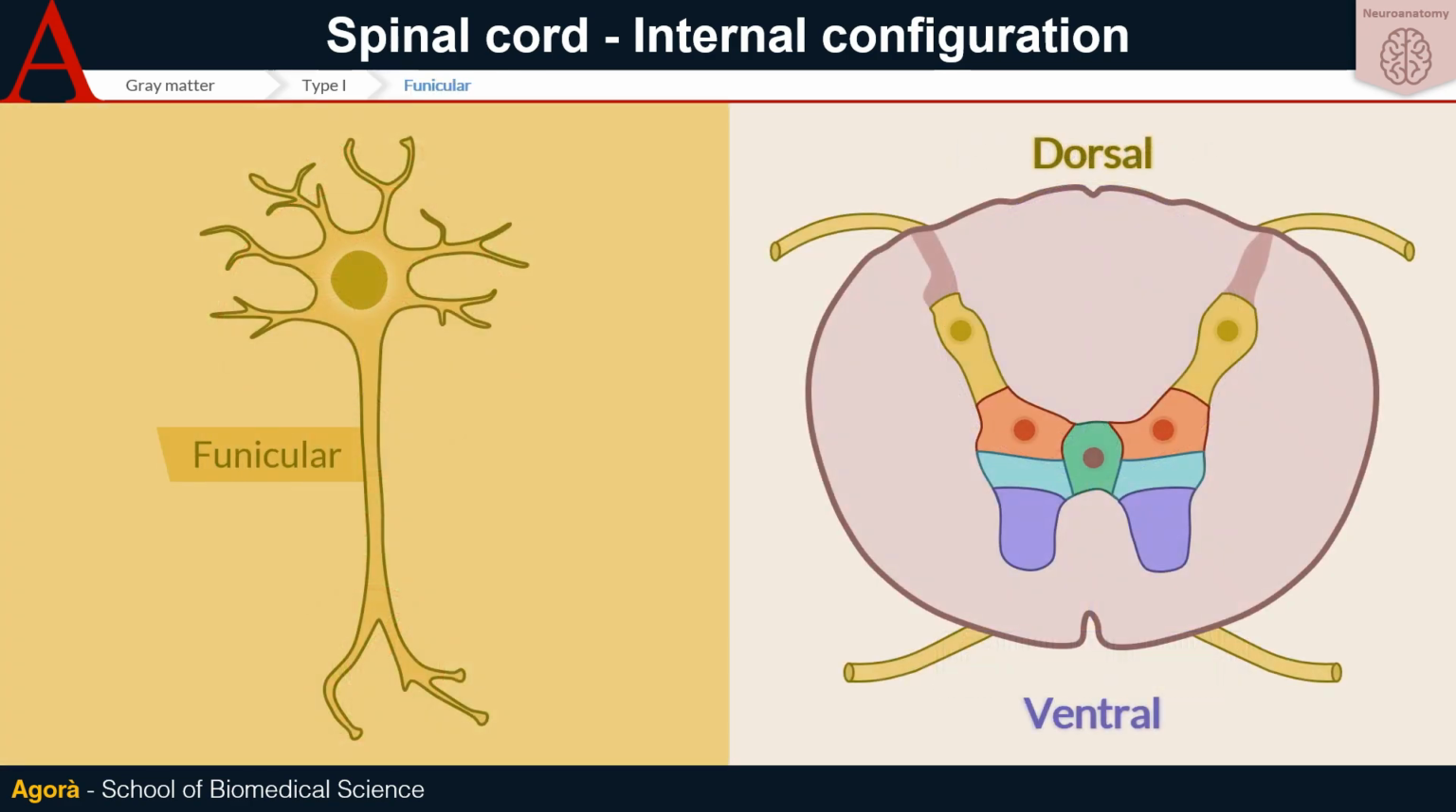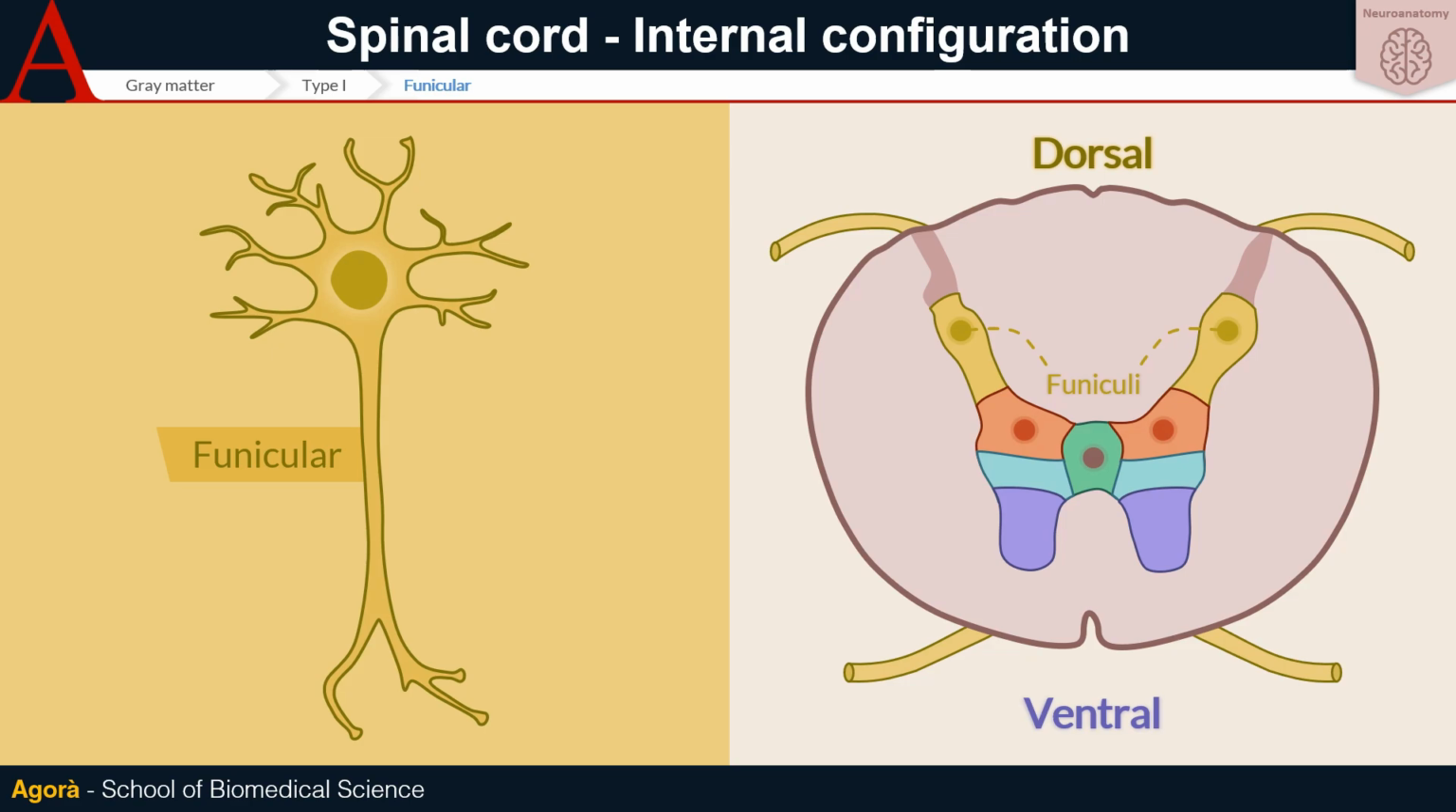Funicular neurons are mostly located on the posterior horn and the grey commissure. Their name comes from the fact that once they leave the grey matter, the axon travels through the white matter in systems of nerve fibers known as bundles or funiculi.